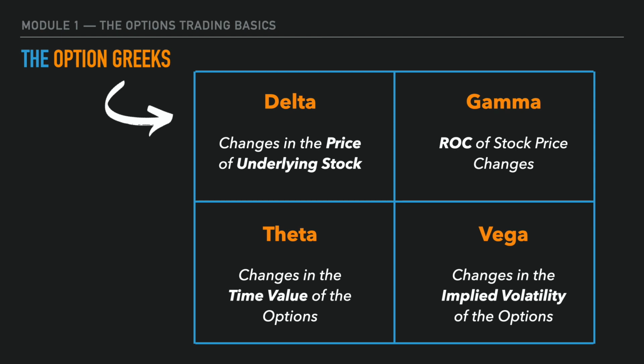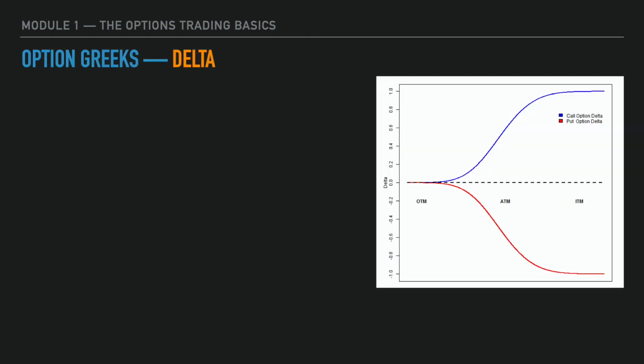So in the future, whenever you hear someone mention option Greeks, especially when it comes to options trading strategy design, you should know that they're referring to these four risk management metrics. I will go through each of them one by one in much more detail. So now let's start with delta.